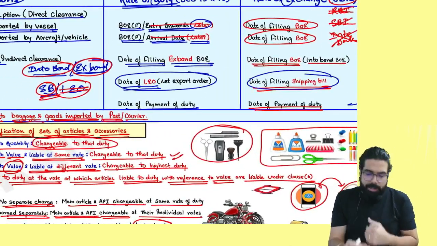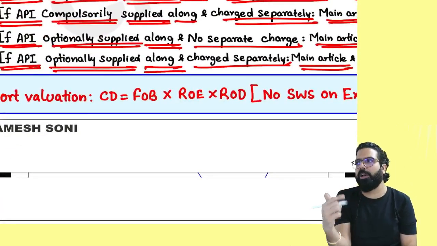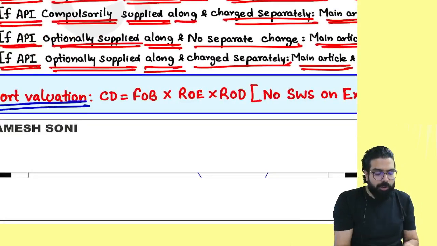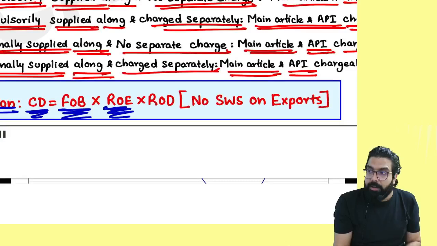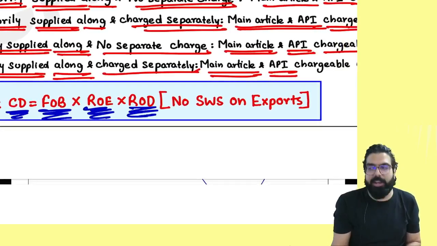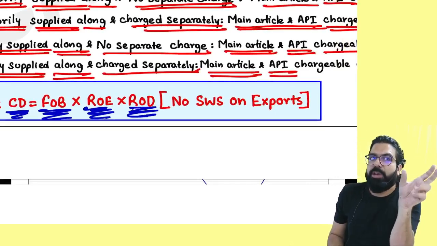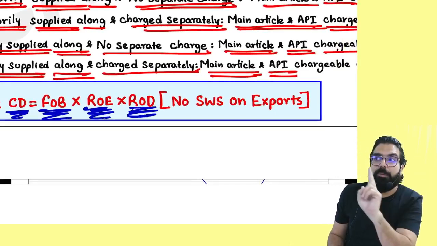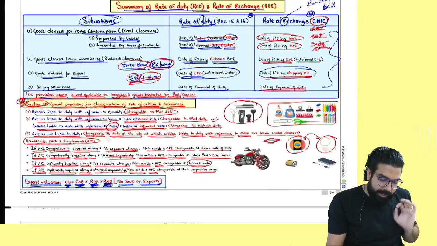Can I go ahead, everyone? In the exam, they can ask you a one-mark MCQ or a 2-mark question. Sir, in case of export, customs duty will always be on FOB multiplied by rate of exchange into rate of duty. Always remember, in export valuation, on the export duty, you don't charge social welfare surcharge. Please remember this point. There is no social welfare surcharge on exports.